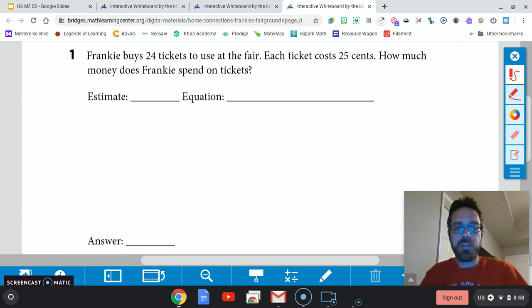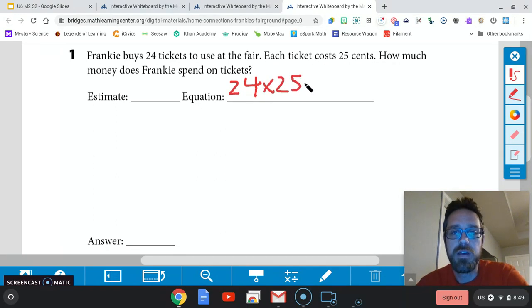So first thing is, what is the question asking? What's the big question that it's asking? Well, how much does Frankie spend? So do we know the total, or are we trying to find the total? In this case, we're trying to find the total. And when we're trying to find the total, we know it's going to be multiplication. So our equation is going to be 24 times 25 equals n. Trying to solve for the variable, the unknown, the total.